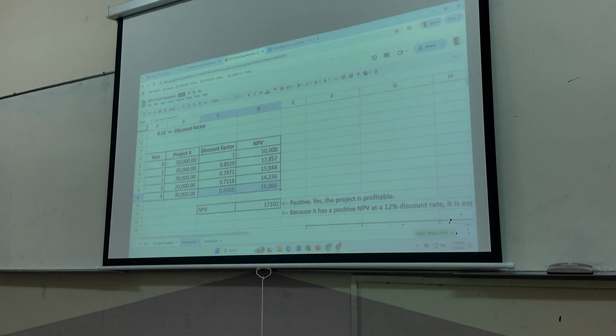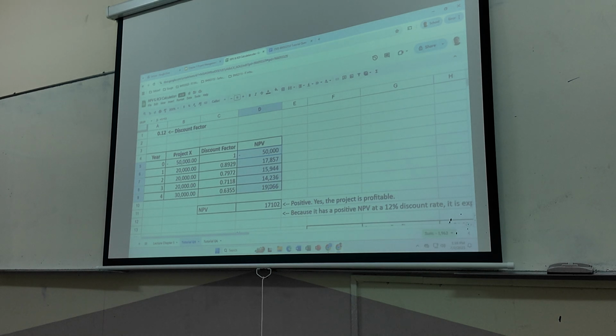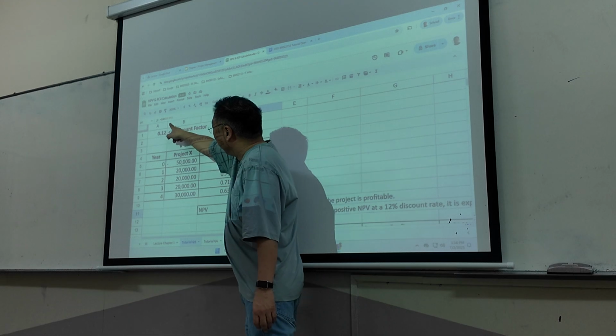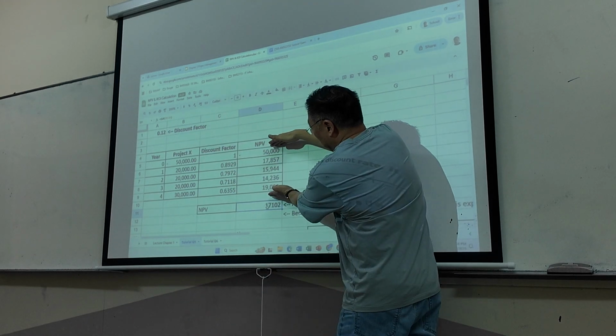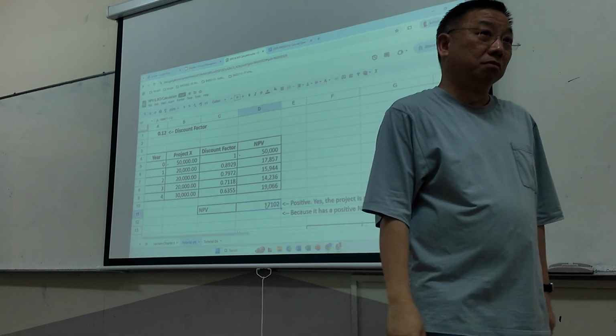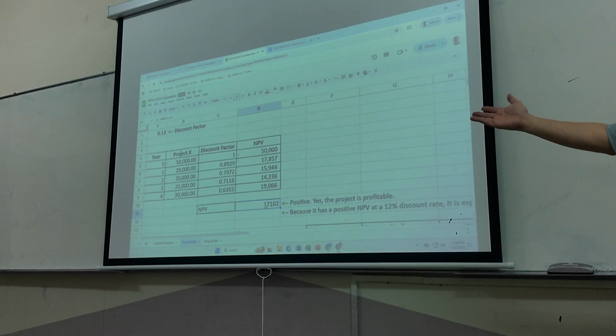The NPV is the total of all this. So if you take negative 50,000 plus 17 plus 15 plus 14 plus 19, you get this, right? So 17,000 is your net present value, the actual profit, when you sum all the present values, including the cost that you spent, 50,000. So it's not 40,000. You want an accurate one? It's only 17,000.